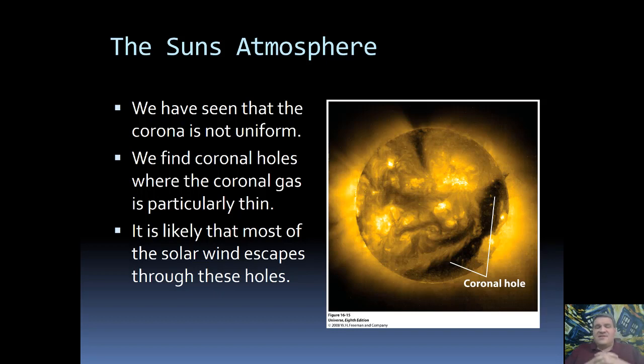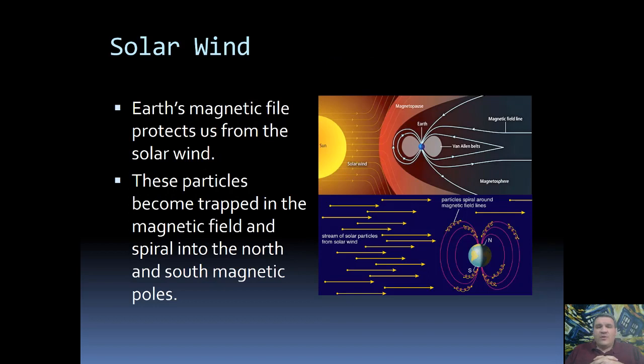Now, in this image, this is an X-ray image showing us the corona, and you can see that it is not evenly uniform. There are some regions where the corona is actually thinner, and some regions where it's thicker. These dark regions is where it's thinner, and these are referred to as coronal holes, and we believe that it's through these coronal holes that the most material is able to escape, again leading into the solar wind. So the solar wind is this stream of particles and radiation blasting off away from the sun, just beyond the corona. In fact, the corona eventually leads into the solar wind.